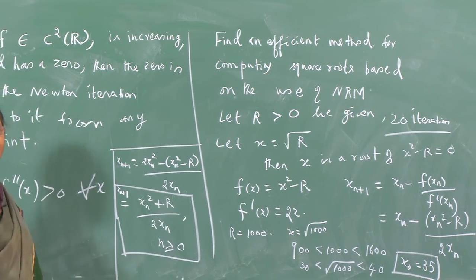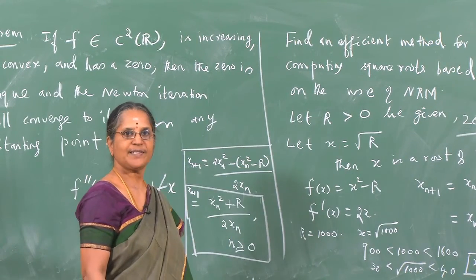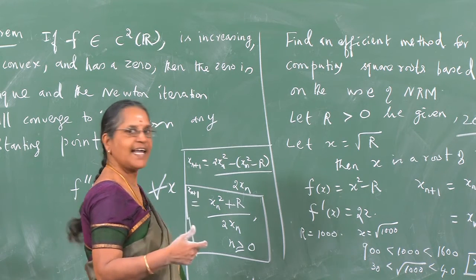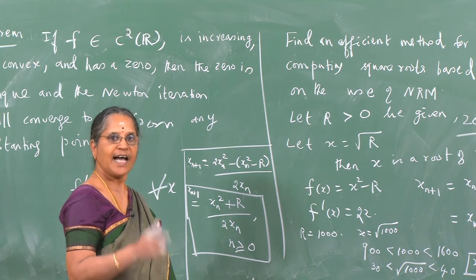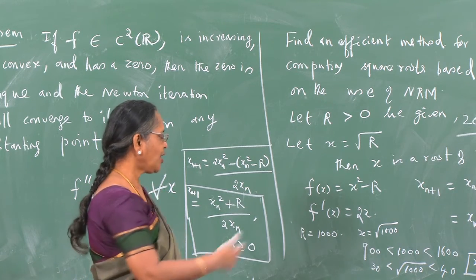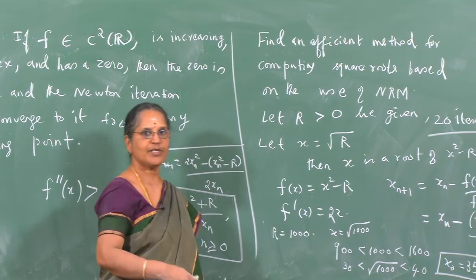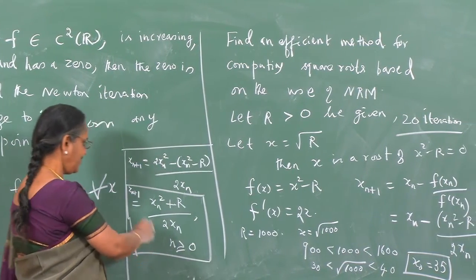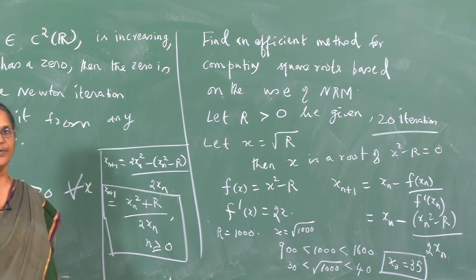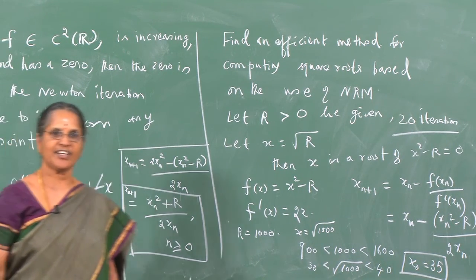and generate x 1, x 2, and so on, then compute 20 iterations as specified in the problem and get the value of x n plus 1 at the 20th iteration, and call that an approximation to the square root of 1000. So, I want you to work out the details now that we have developed a method and I have given you an initial approximation. You should be in a position to apply this method and generate the successive iterates.